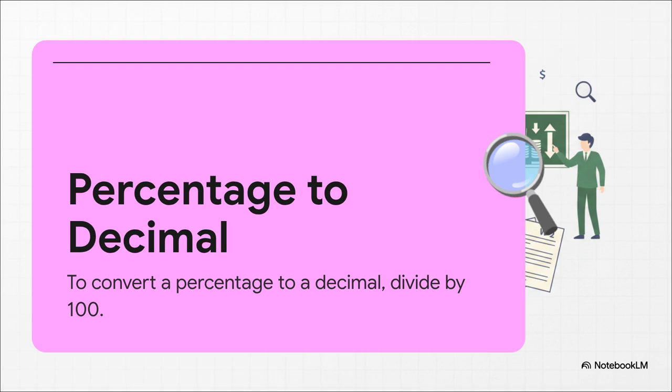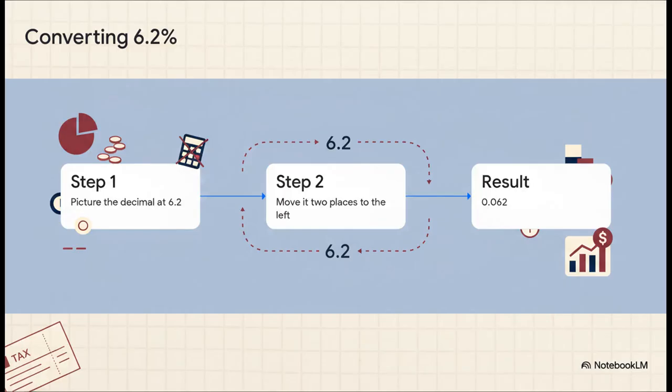Because of this, anytime you want to use a percentage in a paycheck calculation, you have to convert it into a decimal first by dividing by 100. And there's a really handy practical shortcut here. You don't even need to reach for a calculator for this first step. If you want to convert 6.2% to a decimal, just picture the decimal point right there at 6.2 and simply move it exactly 2 places to the left. Boom, you instantly get 0.062.